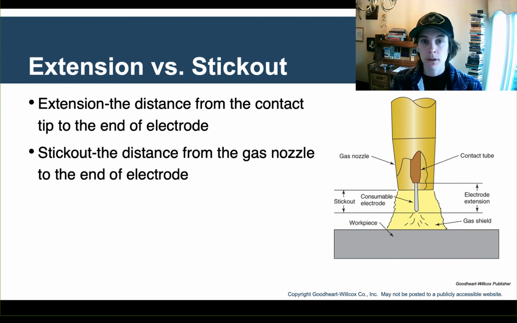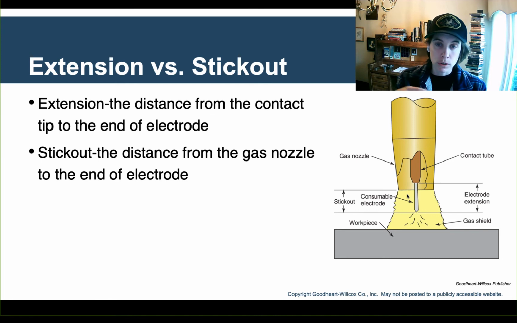Some terms you'll hear thrown around are extension and stick out. They get used interchangeably, but they are a little bit different in some welders. It depends on the kind of welder setup you have. Extension is the distance from the contact tip to the end of the electrode. Stick out is the visible stick out, from the end of your gas nozzle to the end of the electrode.